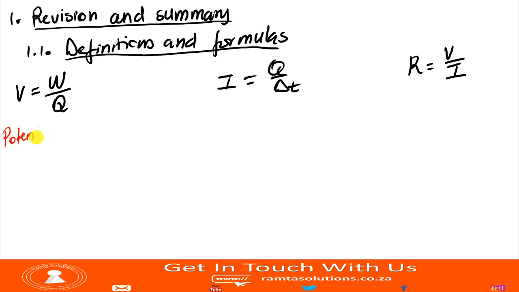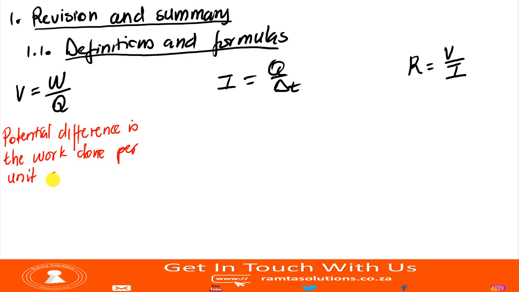The definition of potential difference was, so let's see, we said potential difference is the work done per unit charge, right? Is the work done per unit charge. All right. Now moving on to current.